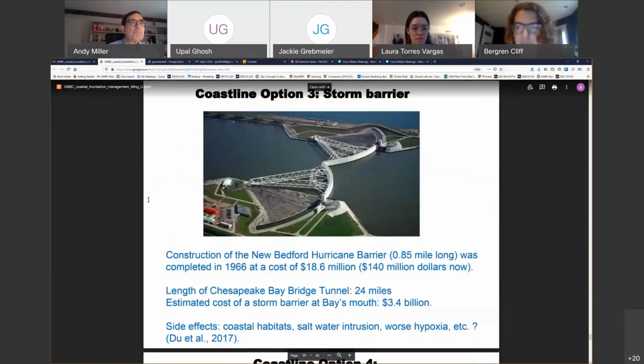Maybe we can think about a storm barrier, constructing a barrier at the Bay Bridge Tunnel. So I looked at the cost of building the New Bedford hurricane barrier, and it would translate to about $3.4 billion for a storm surge barrier at the north of Chesapeake Bay. But there are some side effects, like saltwater intrusion, longer residence time, effects on fish migration, and a lot of other things that we need to evaluate. Next slide, please.